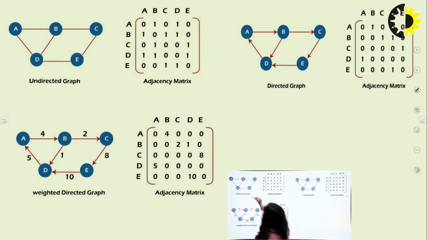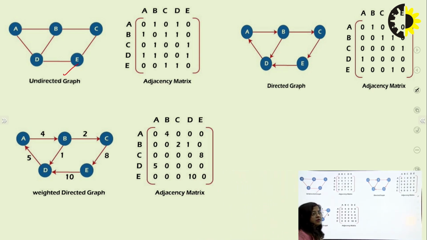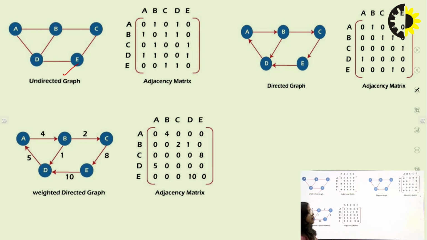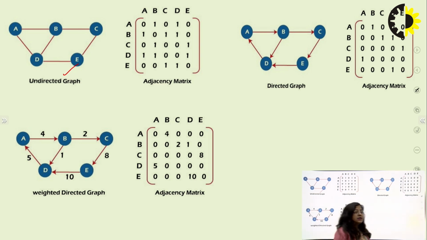Here this is an undirected graph, and the first representation is matrix representation. In an undirected graph you can easily move from source to destination and destination to source, meaning from one node to a second node and from the second node back to the first. So if you have a direct connection from one node to another node, it is indicated by 1, and if you do not have a direct connection, it is indicated by 0.